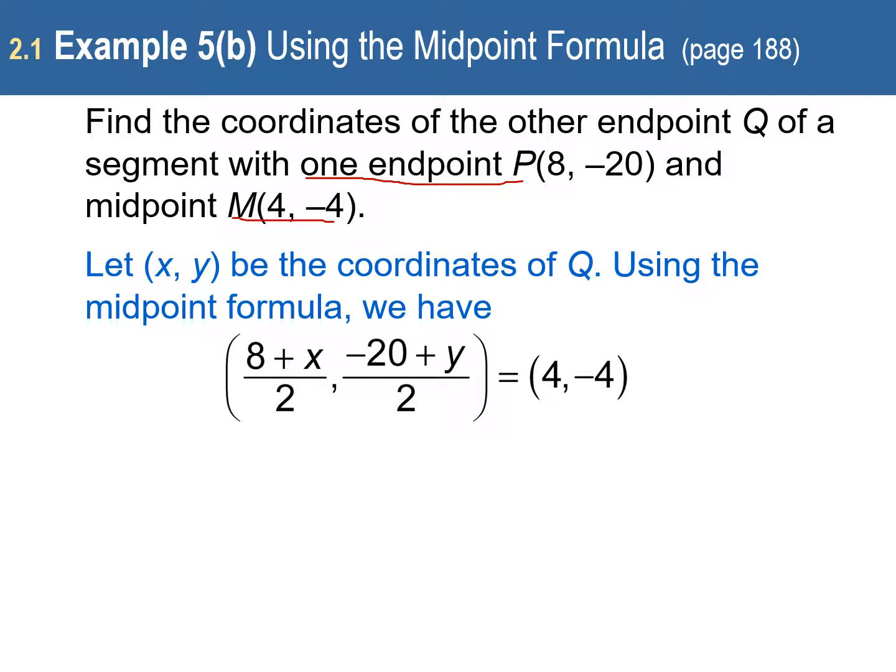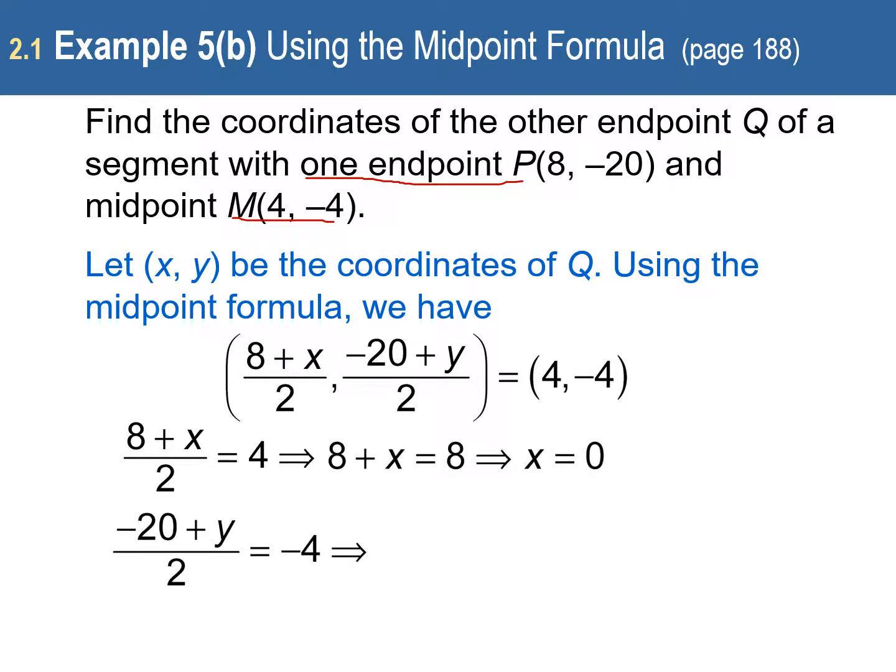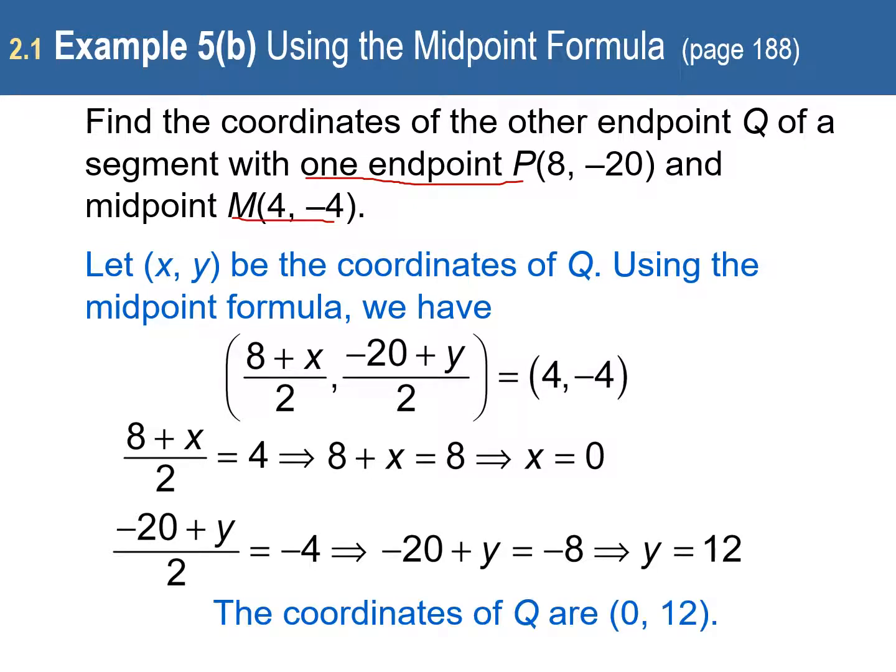So I can treat this as two separate problems. (x plus 8) divided by 2 is 4, which tells me that x has to equal 0. And (-20 plus y) over 2 equals -4, which tells me y is 12. So the coordinates of Q are (0, 12). Feel free to go and recheck your answer as well.